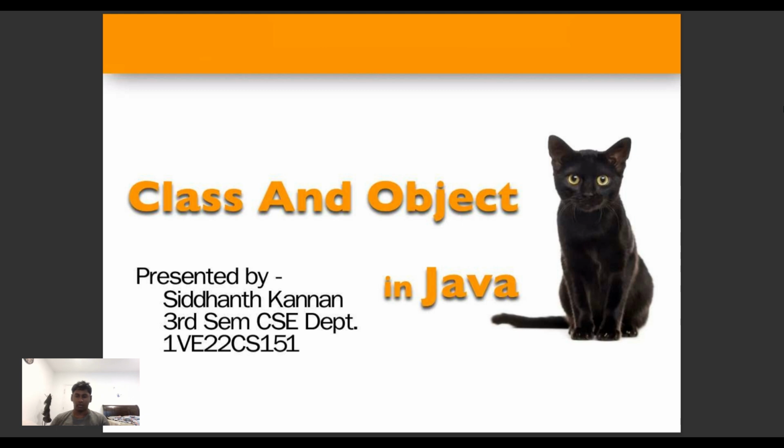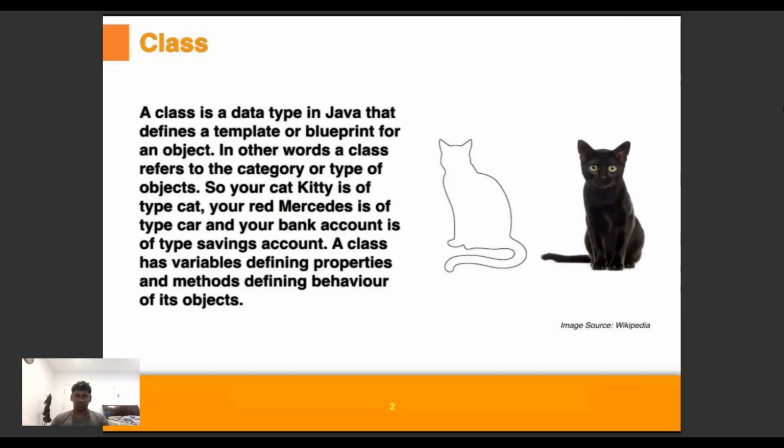And today, we will be talking about classes and objects in Java. So, what is a class? A class is a data type in Java that defines a template or blueprint for an object. In other words, a class refers to the category or type of objects.